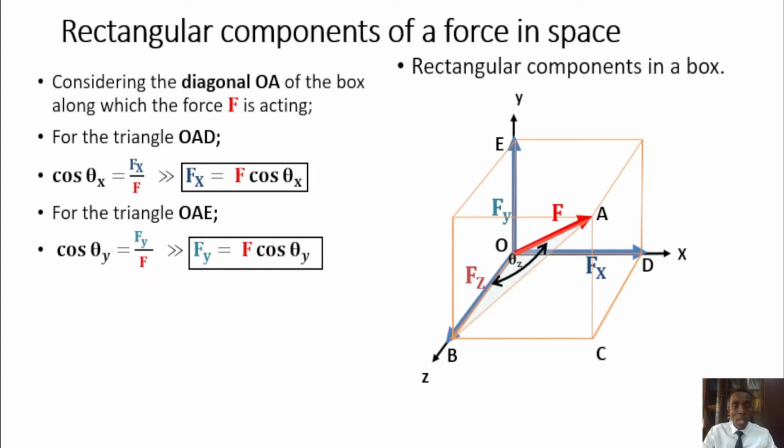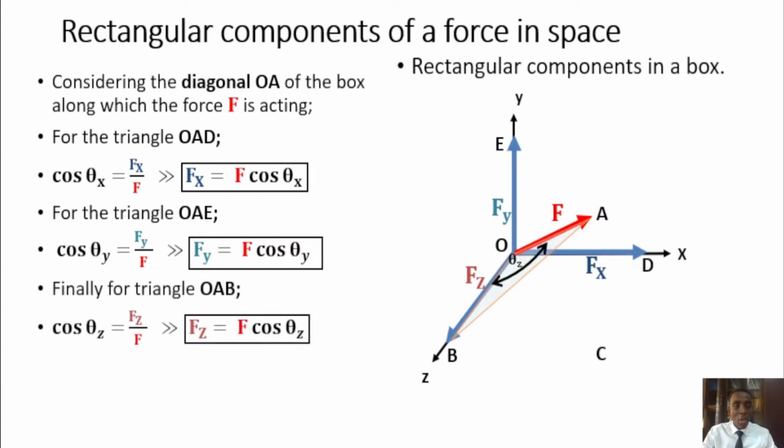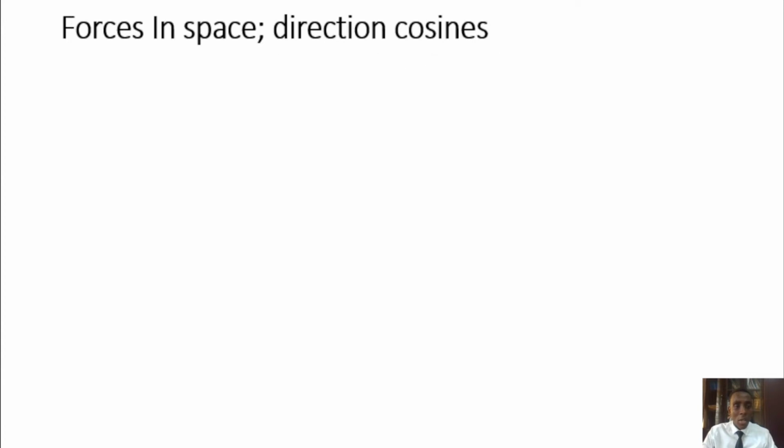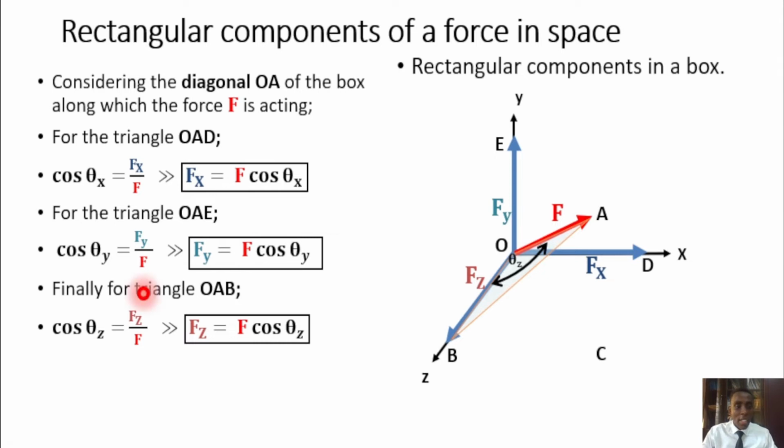I'll go back and do the same for the z direction and cut it again. Now finally, for triangle OAB, I can clearly say that cos theta z is Fz over F. And so Fz is F cos theta z.